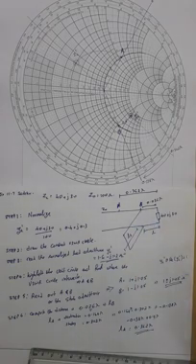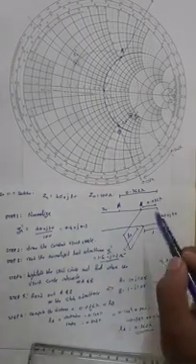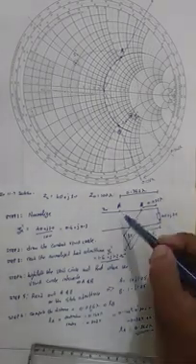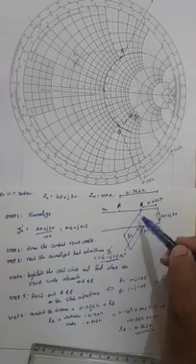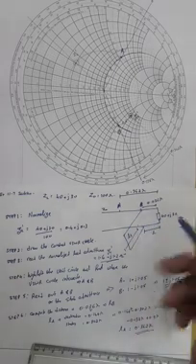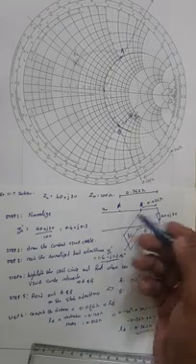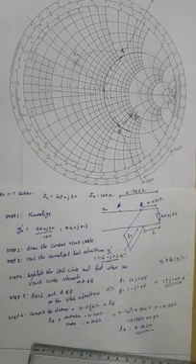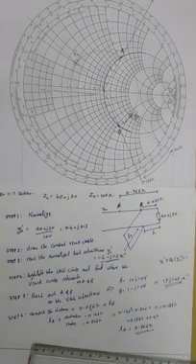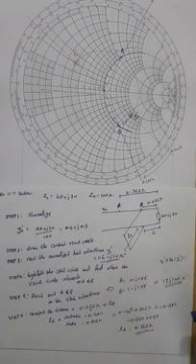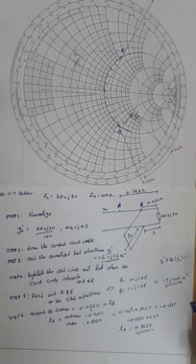But ideally, when we go in for a single stub matching, we go with the closer point. You don't put a single stub at the farthest point, you put a single stub at the closest point. If you need a double stub, you put it at these 2 points. Okay, so this is how you compute the distance between the load impedance and the stub connecting points on a Smith chart.